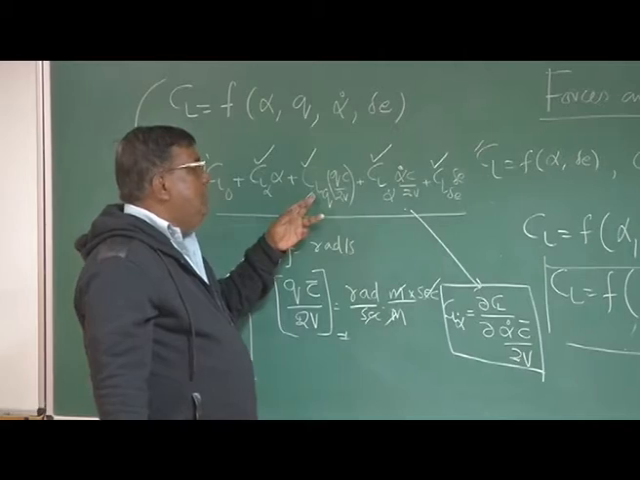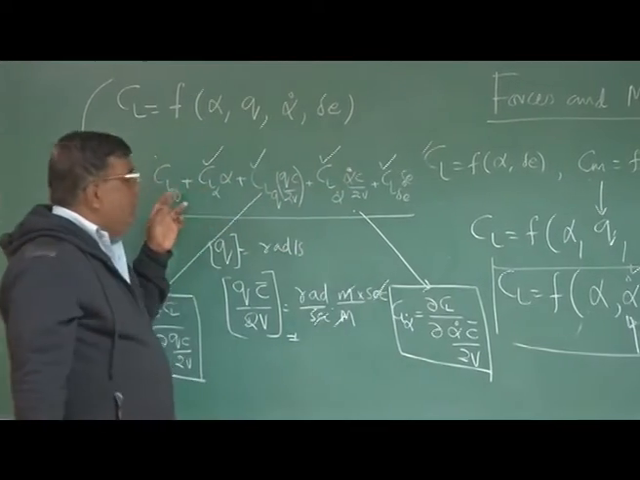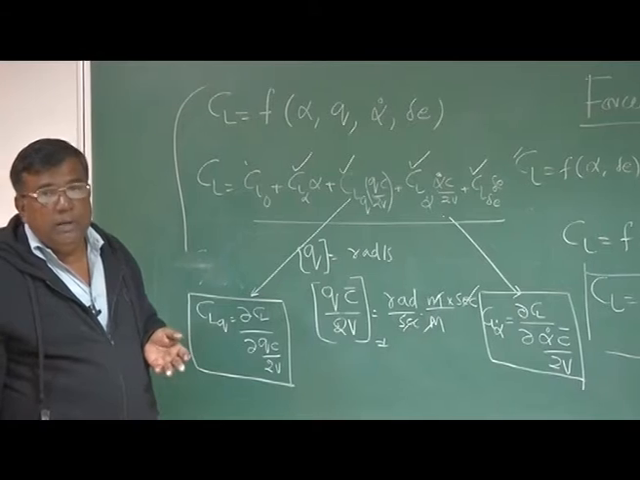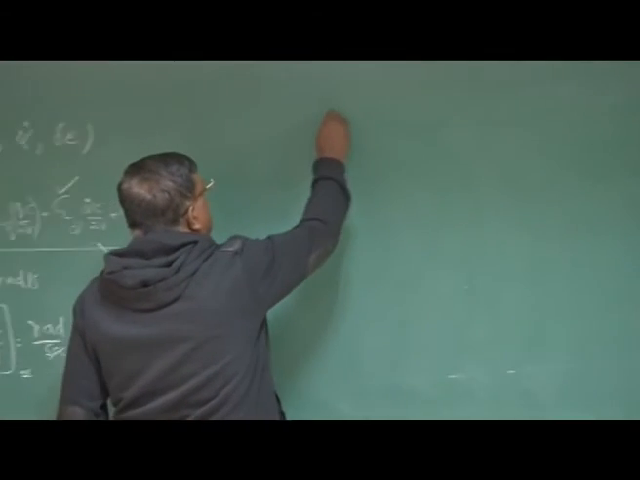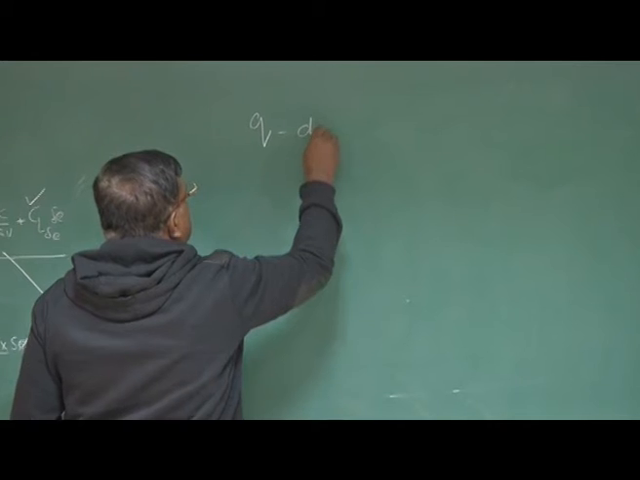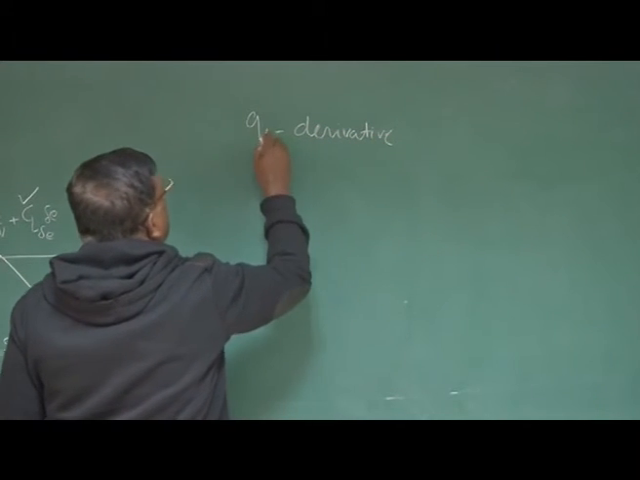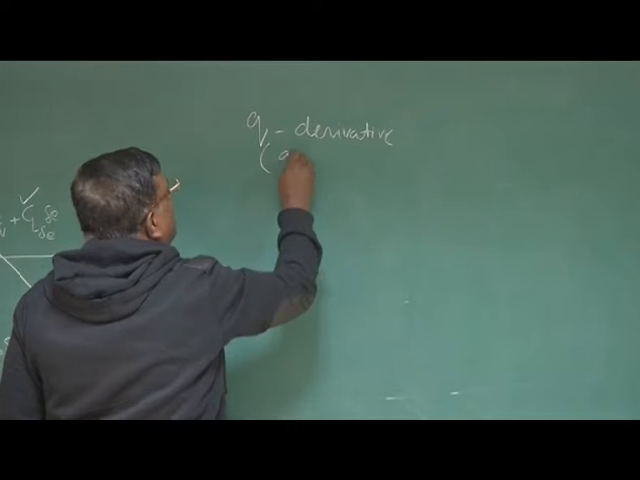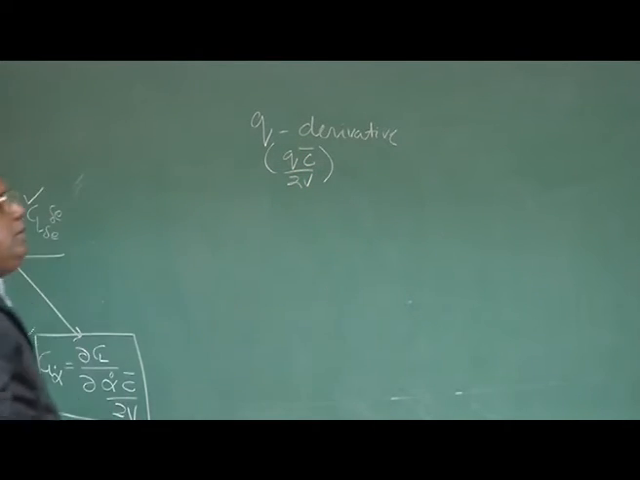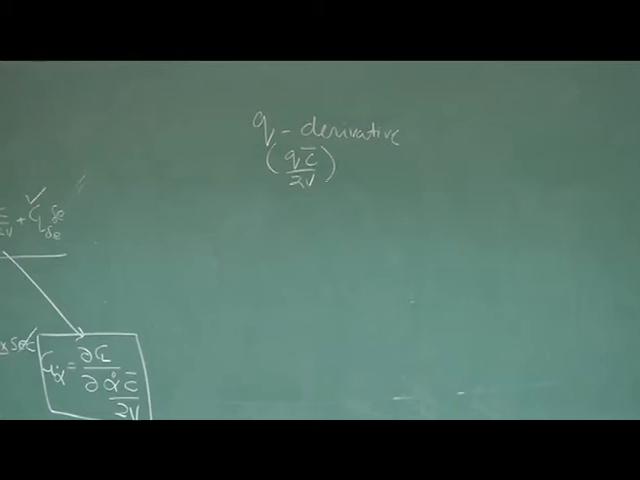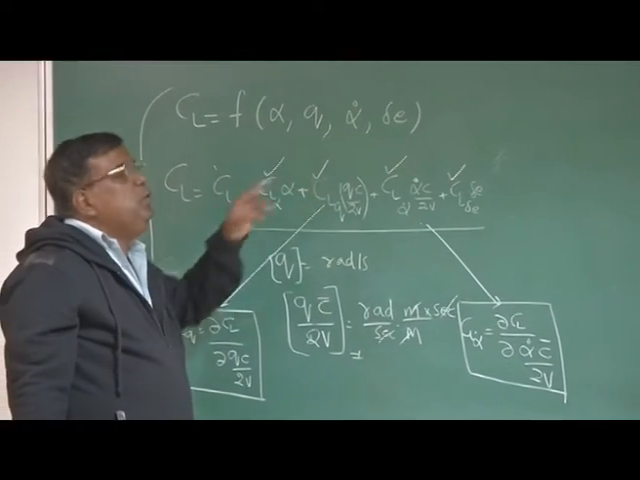That is the purpose of writing this in this fashion, and also to put in an effort to know: can I calculate CLQ? Can I calculate CL alpha dot? Can I calculate CL delta E and all the derivatives based on the geometry of the airplane and the flight conditions? So let us focus on the Q derivative. When I say Q derivative, at the back of your mind it is QC by 2V, because this is non-dimensional. So let us see whether there will be any CL because of Q or not.